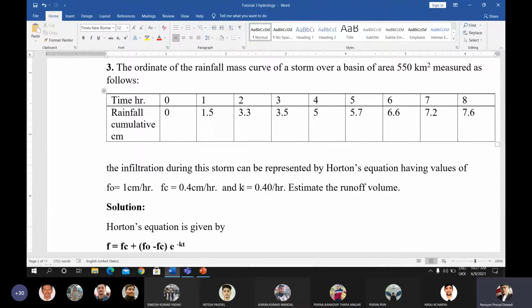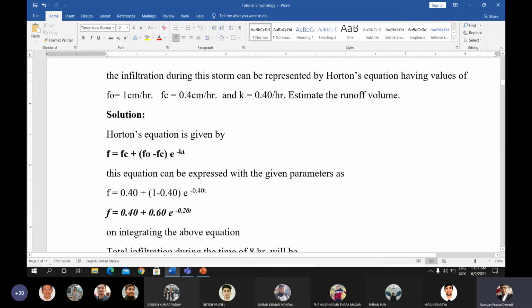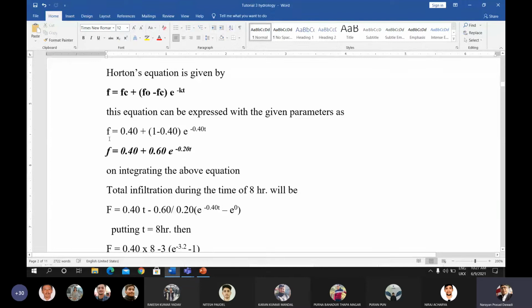According to Horton's equation, f is equal to Fc plus (F naught minus Fc) e power minus kt. Put the provided values of F naught, Fc and k into this equation, and you will get f equal to 0.40 plus 0.60 e power minus 0.20 t.